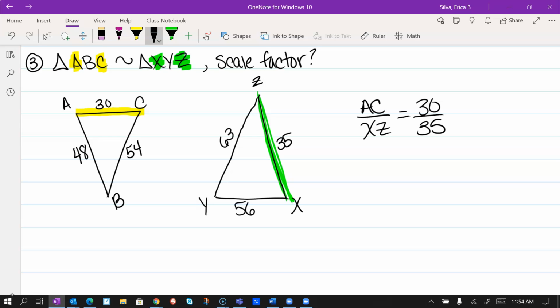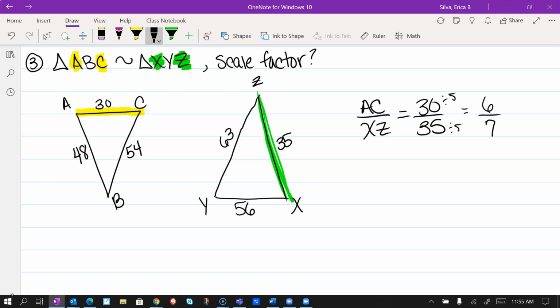And then if we simplify it, what do we get? What can we divide both of them by? 5. So what's 30 divided by 5? And then 35 divided by 5, 7.